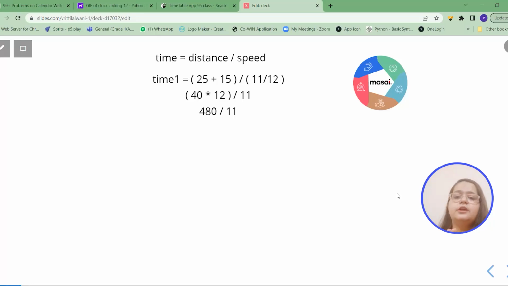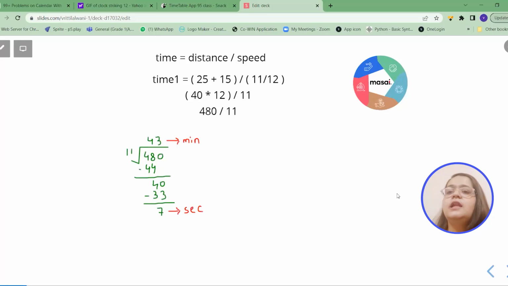Remember, in the last trick itself we understood that whenever there are divisions, we have to follow the traditional method. When we divide, the quotient that we achieve is the minutes, and the remainder that we get would be the seconds. So this is a simple division. 480 divided by 11, 11 times 4 is 44. Minus 44 will give us 40, and then 33 again and 7. So 43 is the minutes, that is the quotient, and 7 by 11 would be the remainder, that is the seconds. So at 5 o'clock 43 minutes 7 by 11 seconds, the hour and minute hand would be at right angle, that is 90 degree.